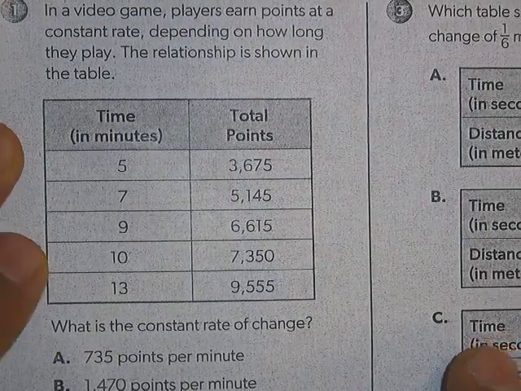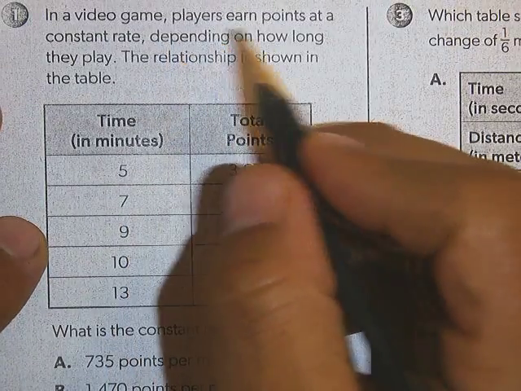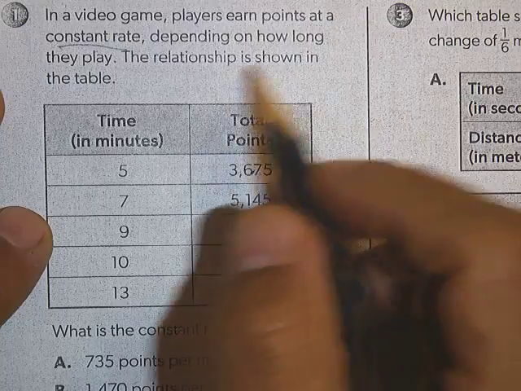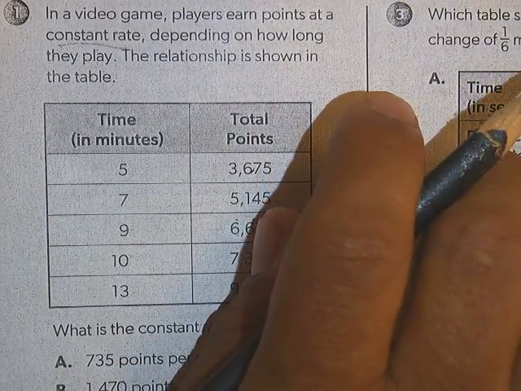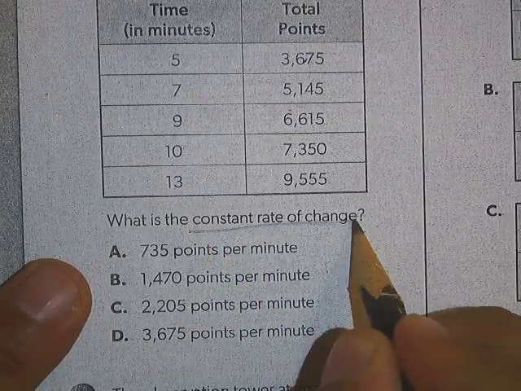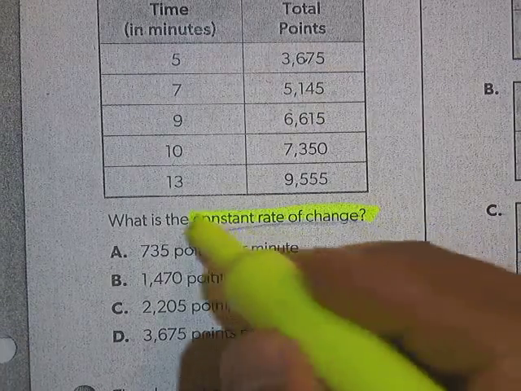Alright guys, so let's look at another problem here. In a video game, players earn points at a constant rate depending on how long they play. The relationship is shown in the table. So think there. Look at the question. What is the constant rate of change? Well, that's the key word there, constant rate of change.